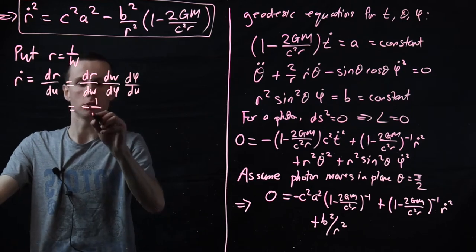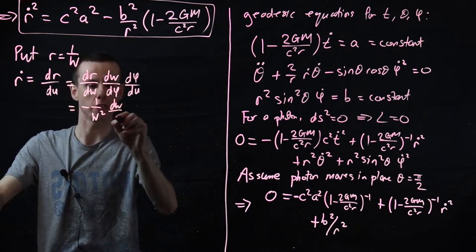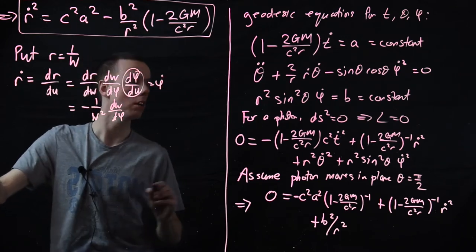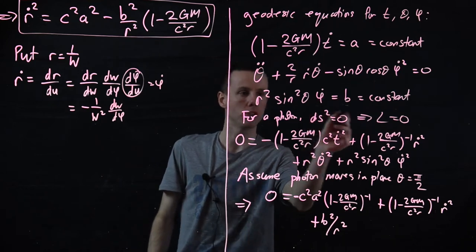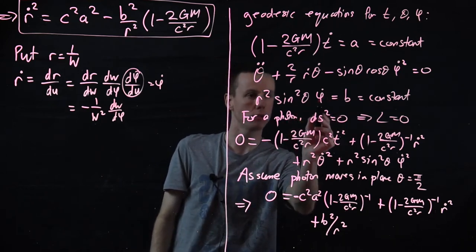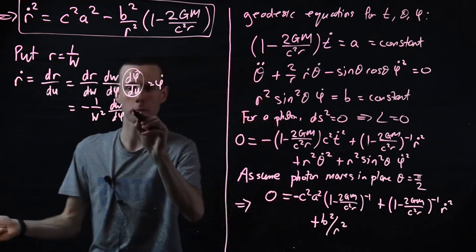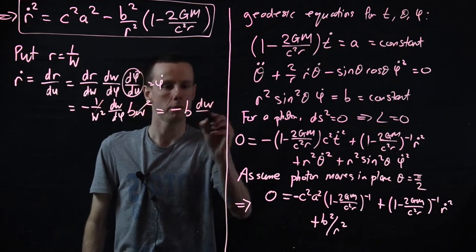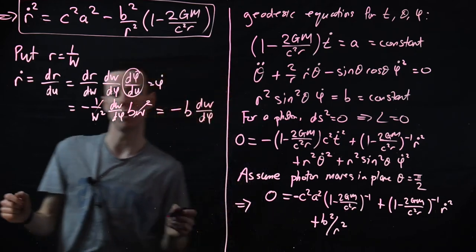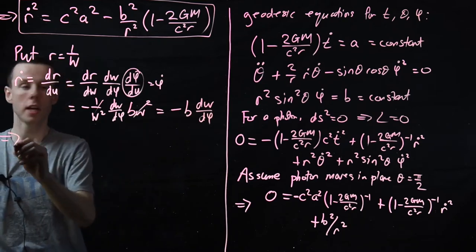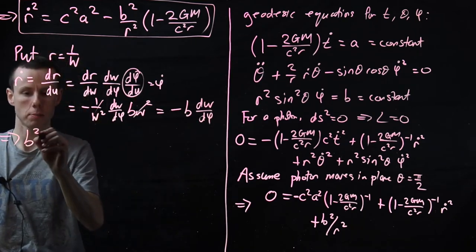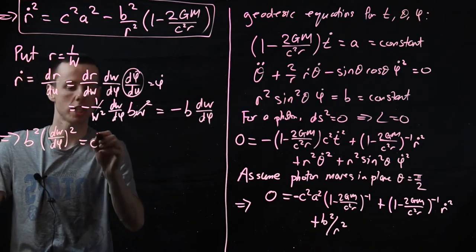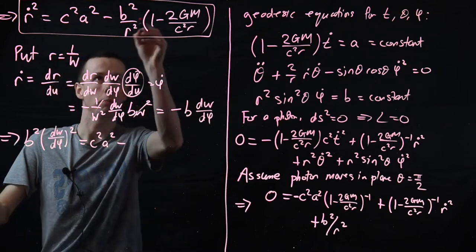dr by dw is just minus 1 over w squared. And then you have dw by d phi. d phi by du, that's just phi dot. And phi dot from here is just b over r squared for theta equals pi over 2, or in other words, b w squared. That cancels that, so this is just minus b dw by d phi, same as it was for the massive particle. Plug this in here, and you get b squared (dw by d phi) squared is equal to c squared a squared minus b squared w squared.